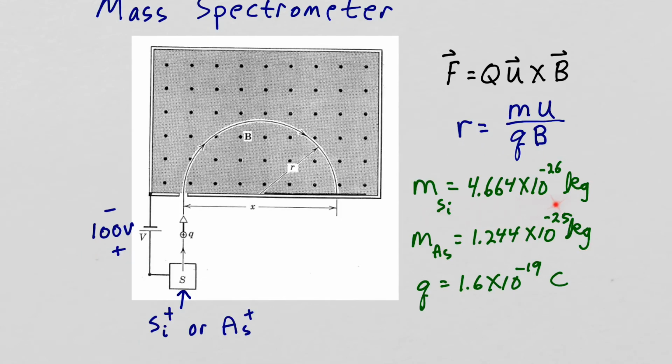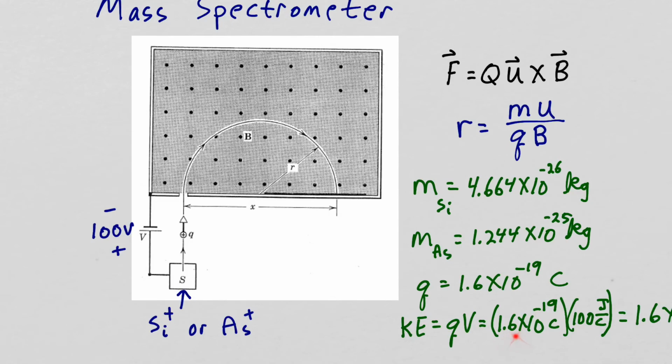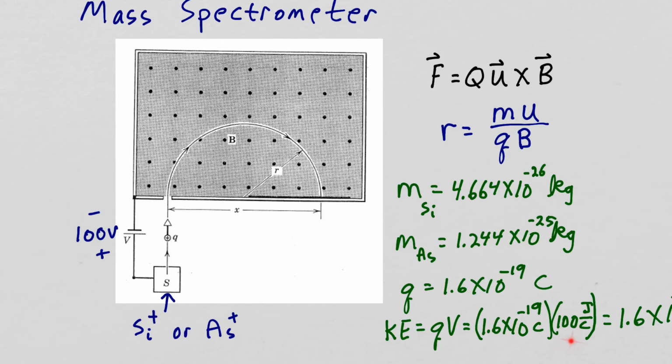Here are the masses for silicon and arsenic, and if the ions are singly ionized, they have a charge of plus 1.6 times 10 to the minus 19 coulombs. The potential difference between the source of the ions and the magnetic field region is V, so the kinetic energy with which the ions are going to enter the magnetic field region is Q times V. Or the charge on our ions, 1.6 times 10 to the minus 19 coulombs, times our potential of 100 volts, or 100 joules per coulomb.